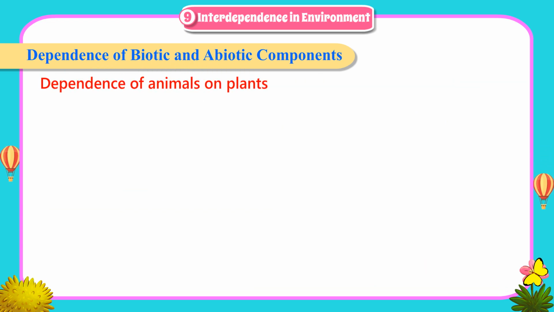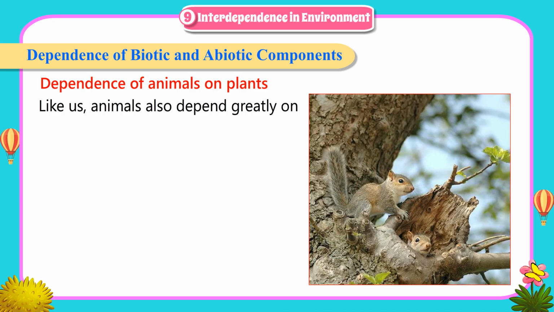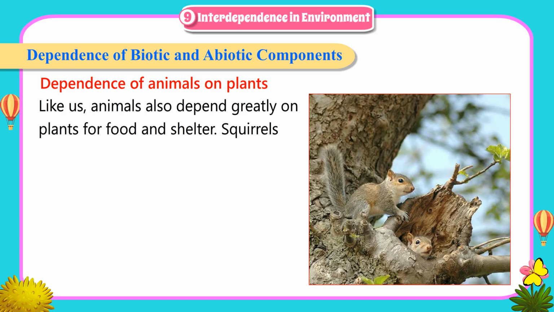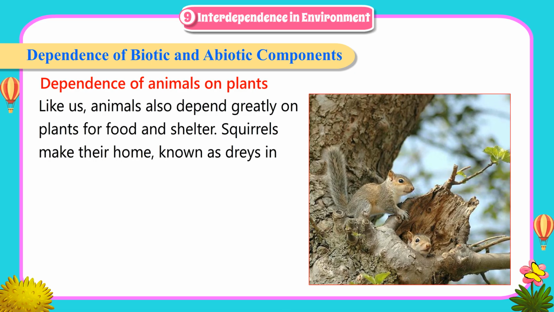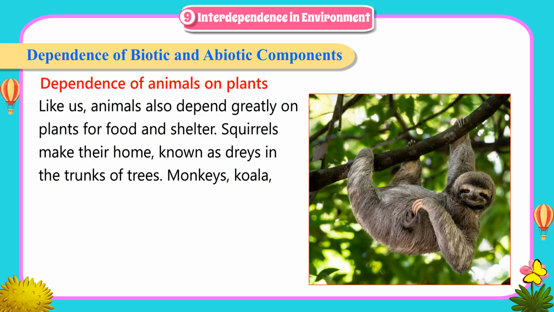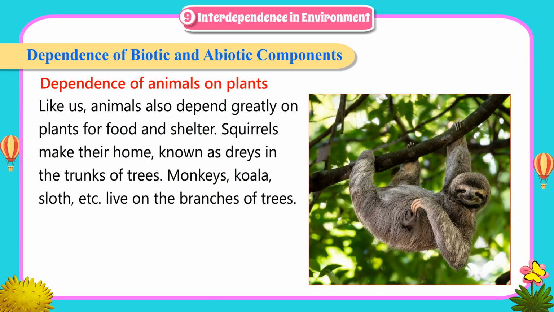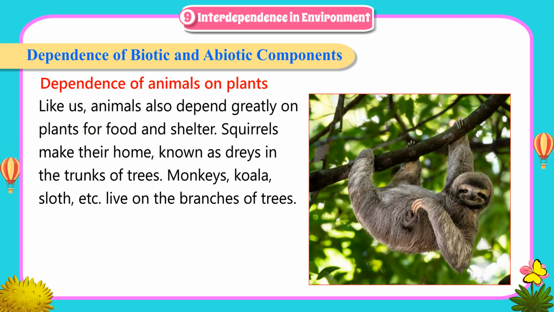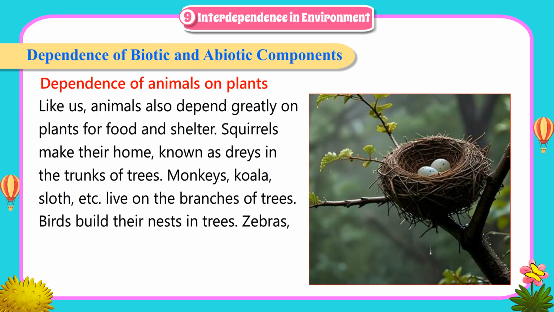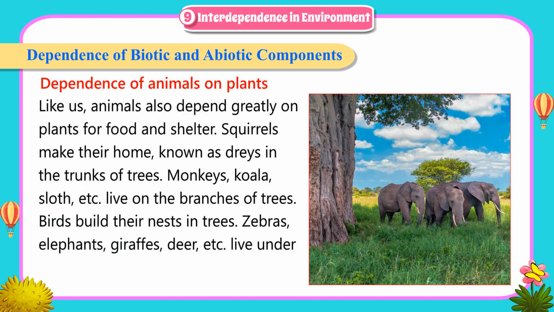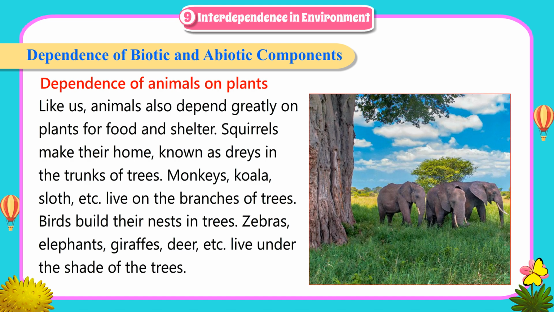Dependence of animals on plants. Like us, animals also depend greatly on plants for food and shelter. Squirrels make their home, known as drays, in the trunks of trees. Monkeys, koala, sloth, etc. live on the branches of trees. Birds build their nests in trees. Zebras, elephants, giraffes, deer, etc. live under the shade of the trees.